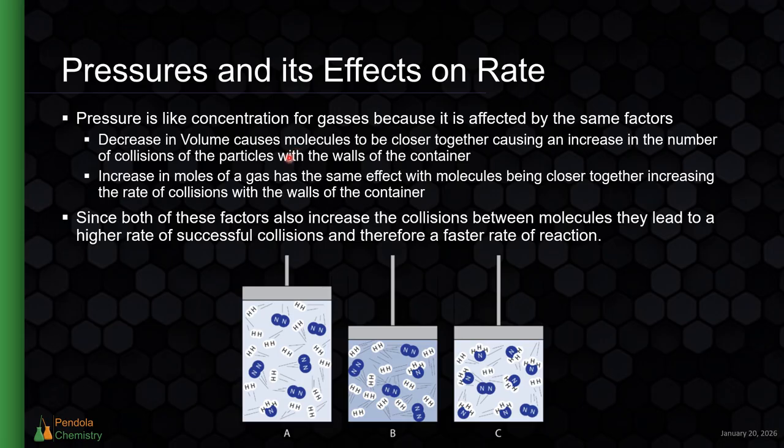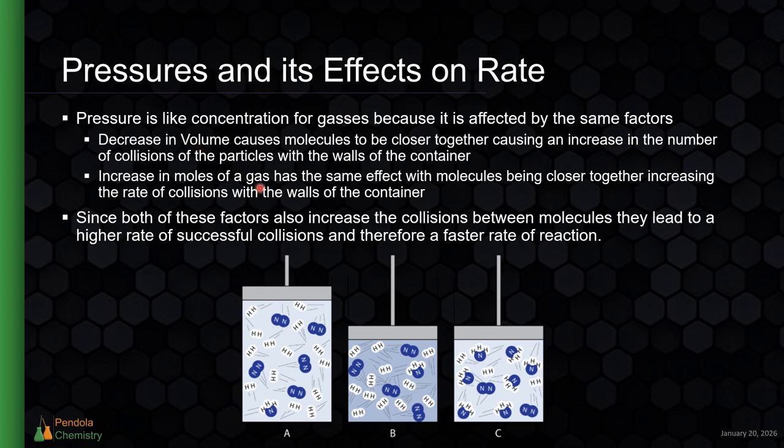So concentration and pressure for a gas, like we said many times, are going to be related to each other and have the same effects as each other. It's the same thing with increasing the number of moles. Increasing the number of moles has the same effect with molecules being closer together and therefore increasing the collision rate with the walls of the container, increasing the pressure. So increasing the number of moles not only increases concentration, it also increases pressure. So it's just to show you that pressure and concentration for a gas basically have the same correlation with each other. As concentration increases, so does the pressure.